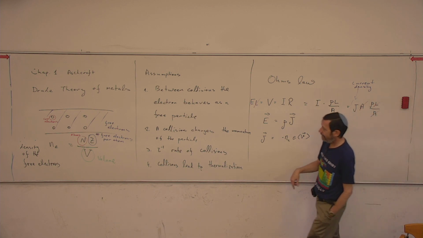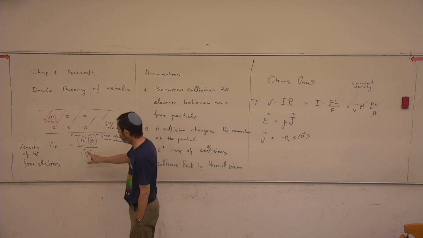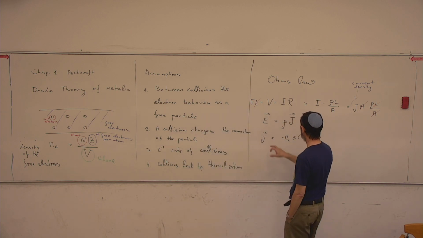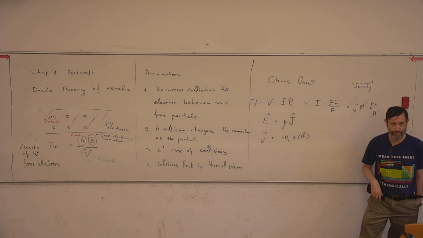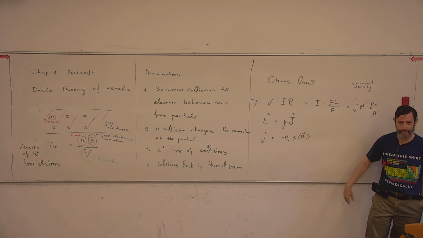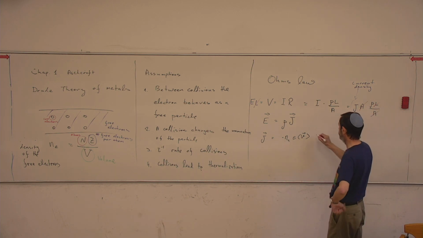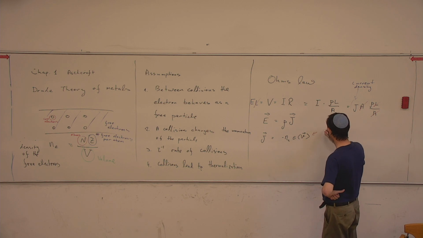Here I gave the volume with bars over the V. Here it's just V, and here I'm giving a curl on this. So this is the velocity, average velocity.